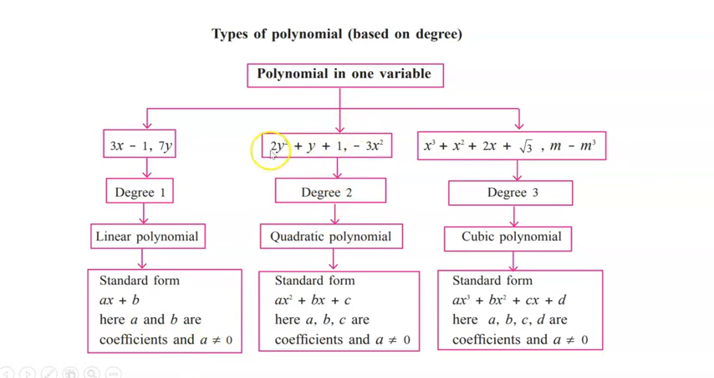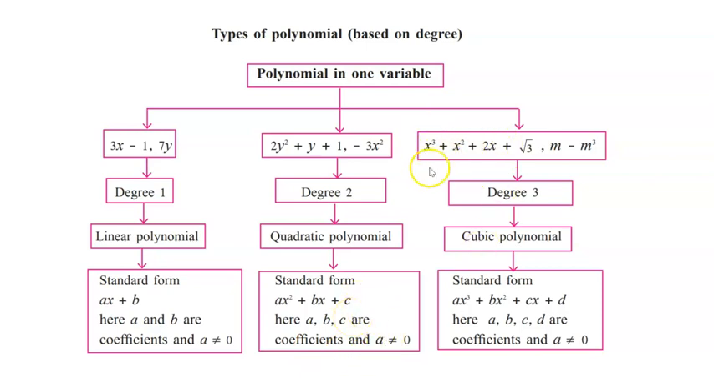Next, 2y square plus y plus 1. This is the first one. Next, minus 3x square. Now, what is the highest power of this variable y? The highest power is 2 here. And again, the second polynomial is minus 3x square. आणि इथे देखील highest power किती? The 2 आहे. Therefore, the degree of this polynomial is 2 and it is called the quadratic polynomial. What about its standard form? त्याचा standard form काय? ax square plus bx plus c. Here a, b, c are coefficients and a is not equal to 0.